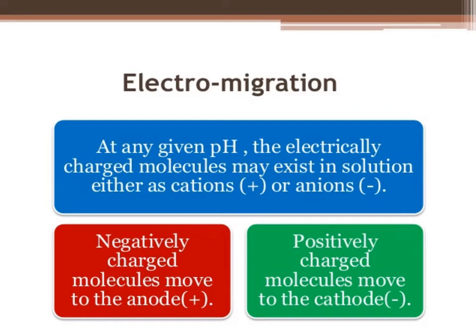Another condition would be that at a given pH, the number of positive charges of a protein becomes equal to the number of negative charges. So the net charge on the protein would become 0. Such a pH where the net charge on a protein is 0 is called the isoelectric point of that protein.